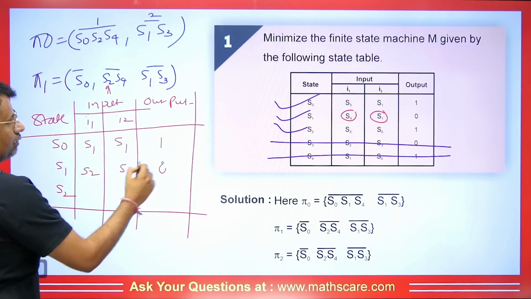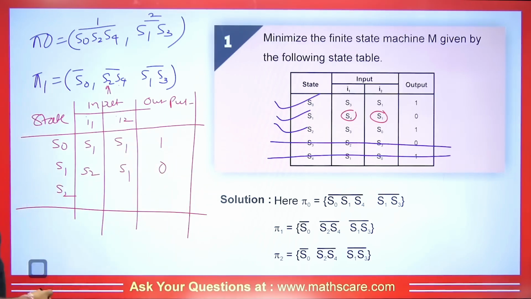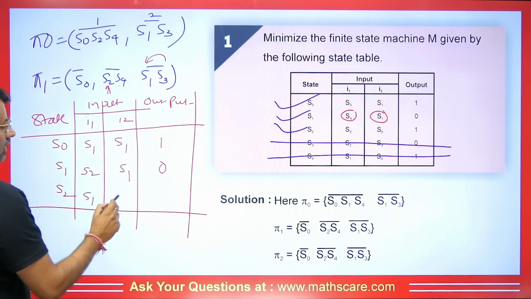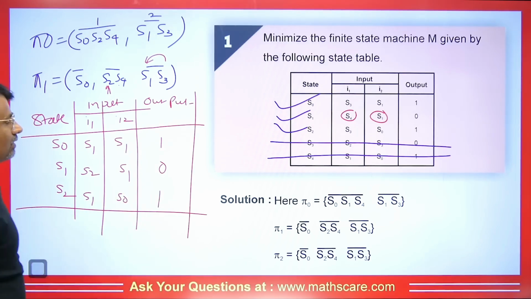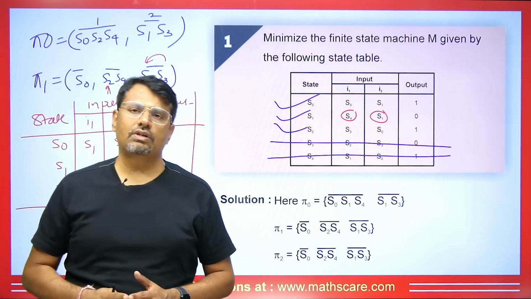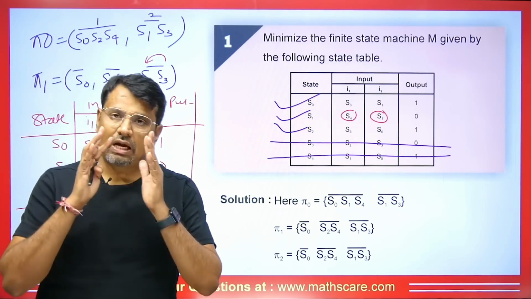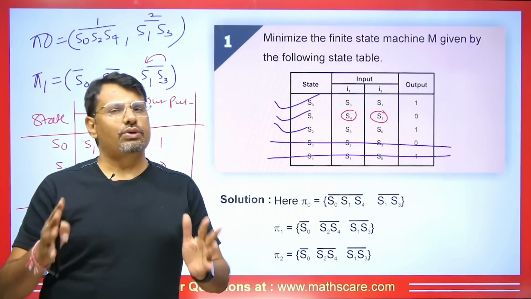Here will be S1. This will be 1. Now S3, S0. There is no S3. In which class is S3? In S1. So this will be S1 and this will be S0. And here this will be 1, right? So this will be what? Its equivalent finite state machine. And like this, we minimize this. Okay. I think now you would be getting this thing. Like this we do it.